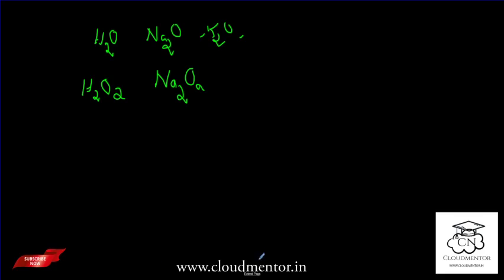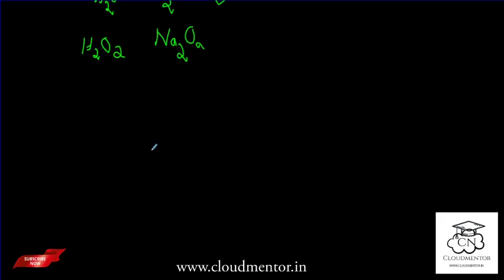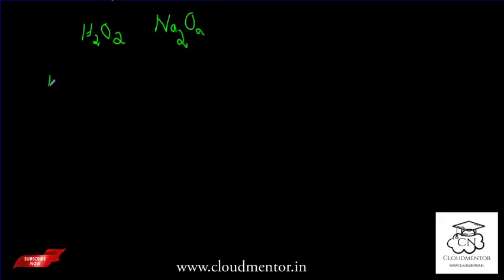So these were the similarities with the alkali metals, and now we are going to discuss the similarity of hydrogen with halogens. This is the resemblance with halogens.